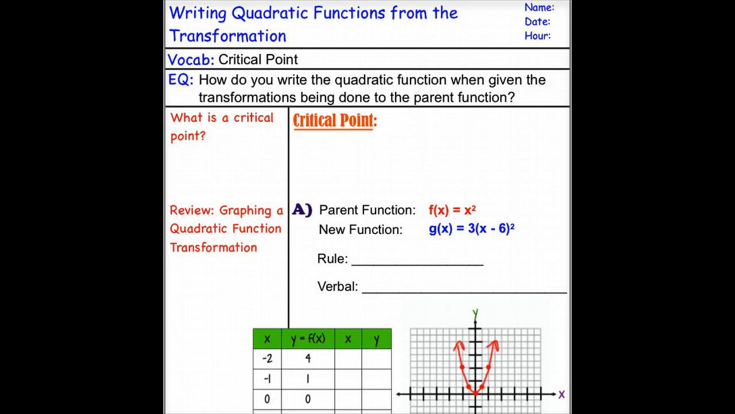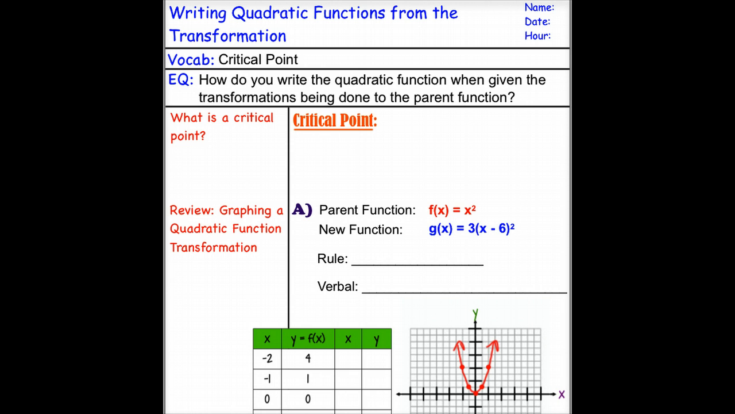Yesterday we worked with reviewing what we had done in Chapter 1, Section 9 on graphing transformations of quadratic functions. Today we're going to start with a small review of that, but then we're going to go the other way around, where if I give you the transformation, you need to be able to tell me what the quadratic function g of x would look like.